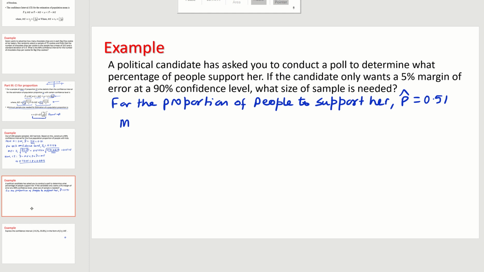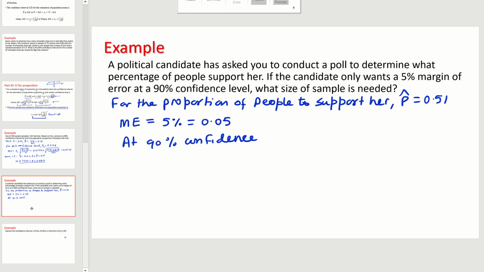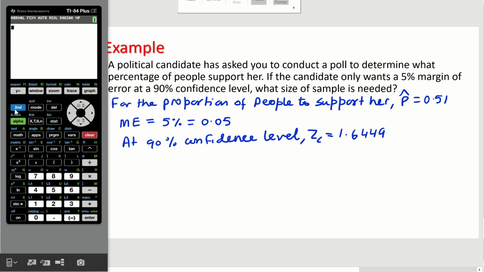The margin of error she is looking for is 5%, which is the same as 0.05. The confidence level is 90%, and you know that at a 90% confidence level, your Z sub C, or Z critical, will be 1.6449. This is how you can find this. If you go to your calculator, you'll do second, then vars.